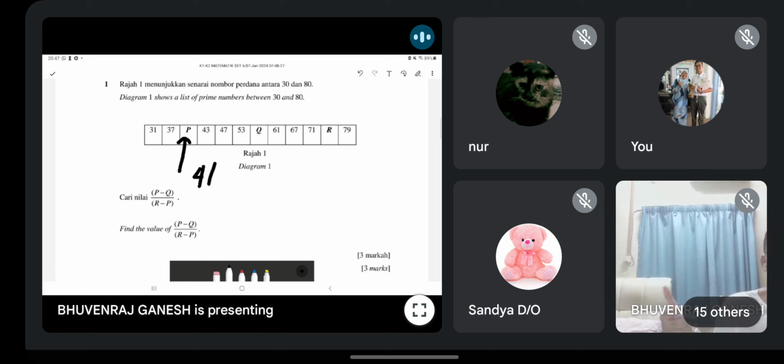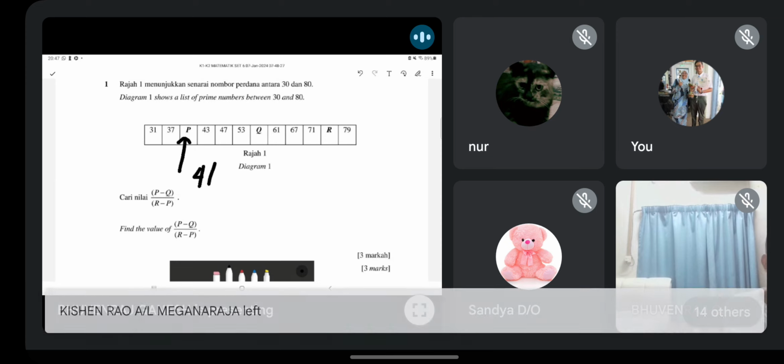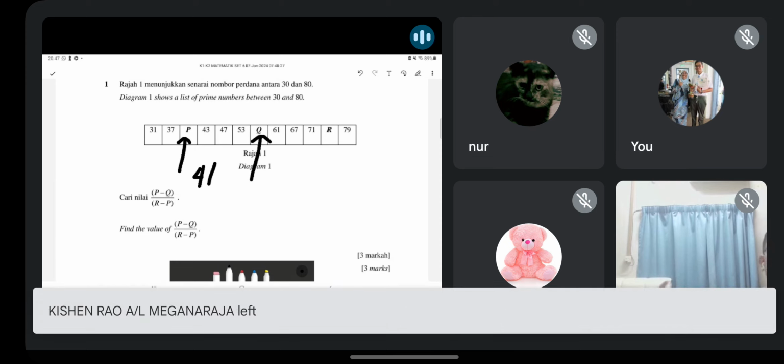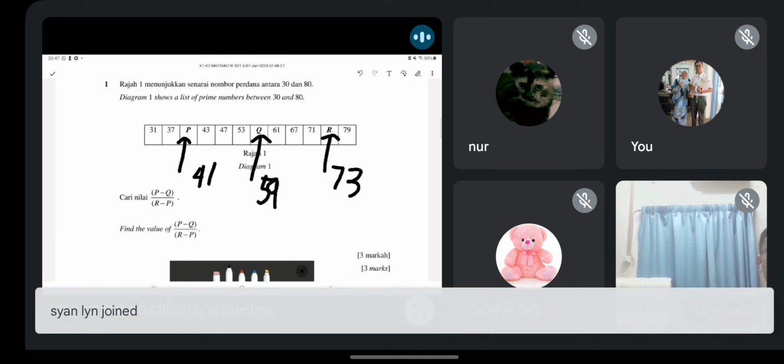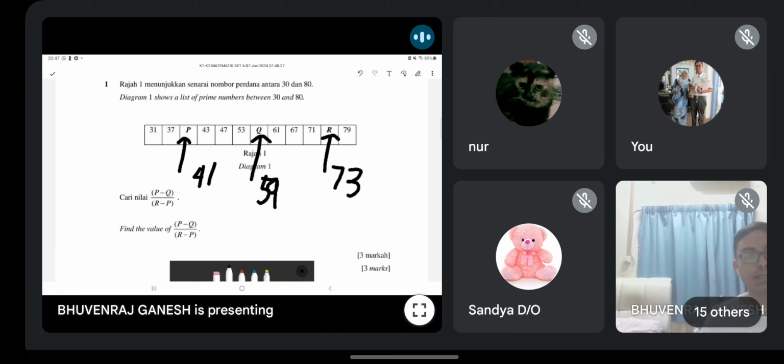Okay, 38 can divide by 2. 39 boleh bahagi 3. 40 also you can divide by 2. So next one 41 lah. So Q, you can try and see, you should get 59. Okay, 59 hanya boleh dibahagi dengan 1 dan diri dia sendiri sahaja. No other number. Tak ada nombor lain. How about R? R, if you cuba, you should get 73. 73 can only be divided by 1 and itself. Okay, tak ada nombor lain.